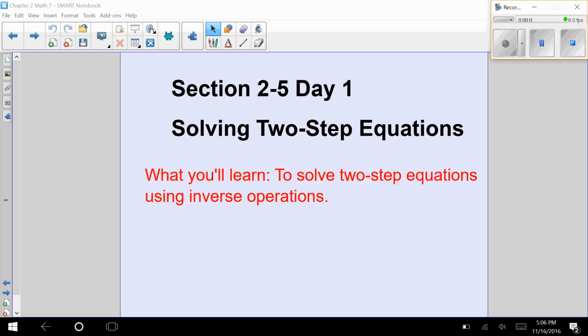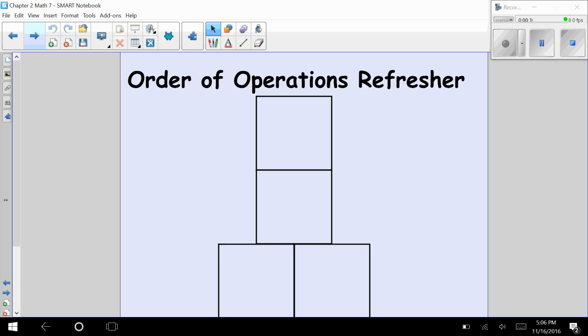This is section 2.5, day 1, solving two-step equations. Our objective today is to solve two-step equations using inverse operations. So first we're going to review the order of operations.